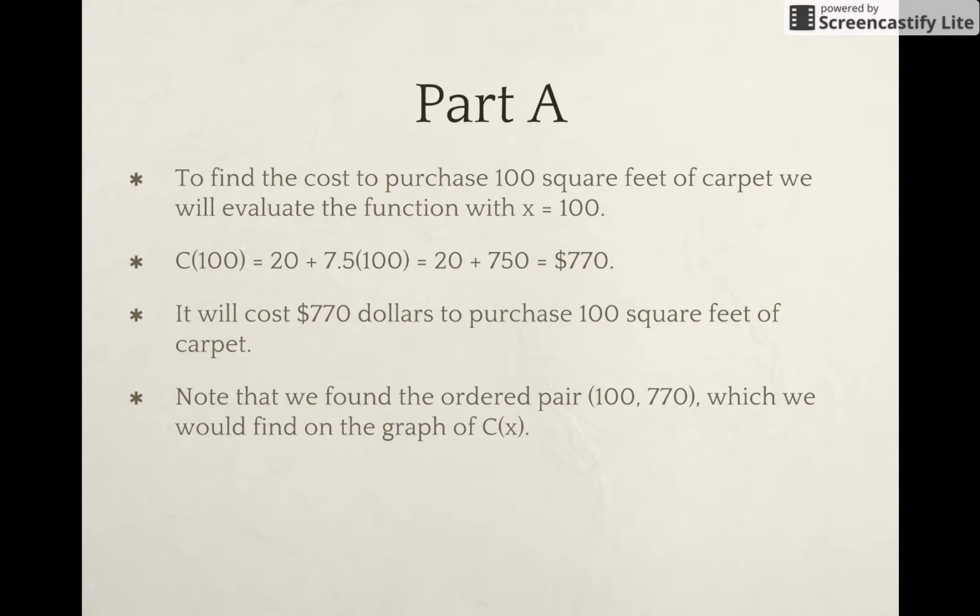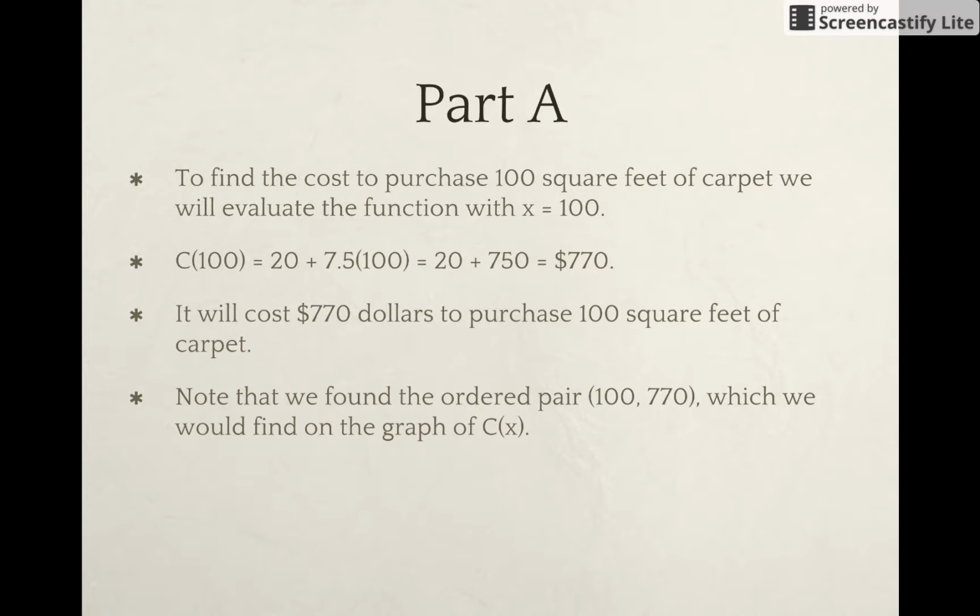Okay, in part A, to determine the cost of 100 square feet of carpet, since x is representing the amount of square feet, we would simply let x be 100. You'll see with the function notation that we're doing C of 100. That is the y value when x is 100. Plugging in, we have 20 plus 7.5 times 100. That's 20 plus 750. That would be $770. So our conclusion is that it will cost $770 to purchase 100 square feet of carpet.